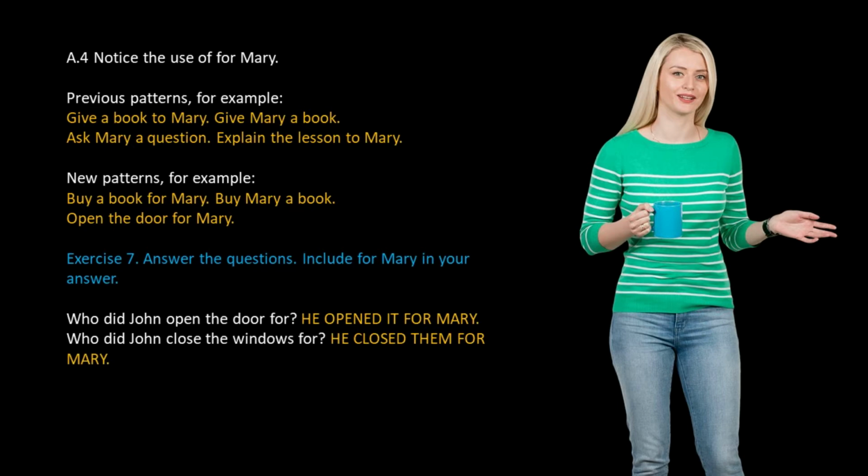Exercise 7. Answer the questions. Include for Mary in your answer. For example, who did John open the door for? He opened it for Mary. Who did John close the windows for? He closed them for Mary.